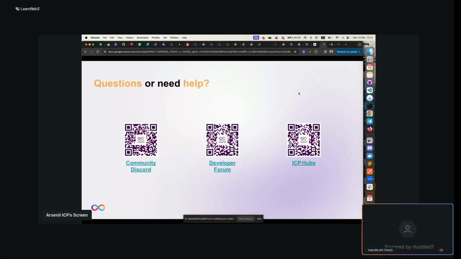Today we have Arseni from the Internet Computer Protocol Hub. We're talking about unleashing your potential with the Internet Computer. If you're in the hackathon, you might have seen the ICP bounty already. Whether or not you're familiar with ICP in the past, we're going to go over how to start building on ICP. But I won't take up too much of your time, Arseni. I'll just hand it over to you.